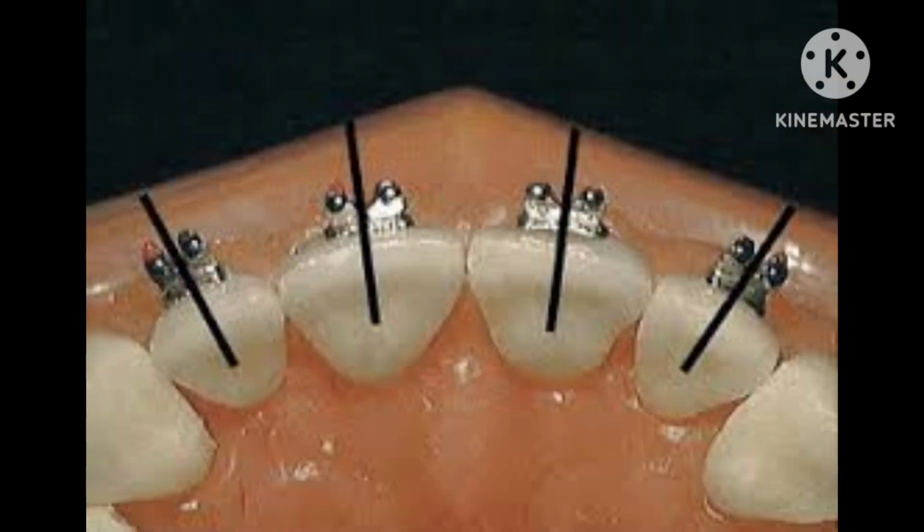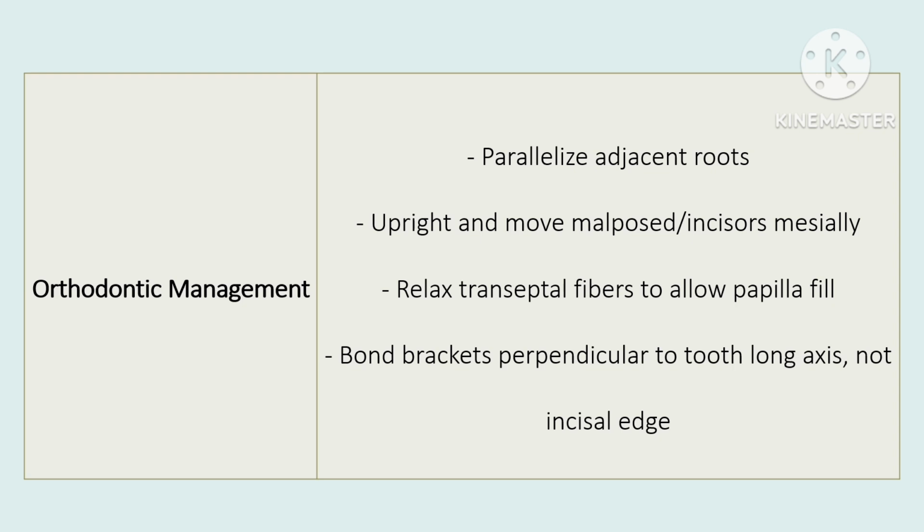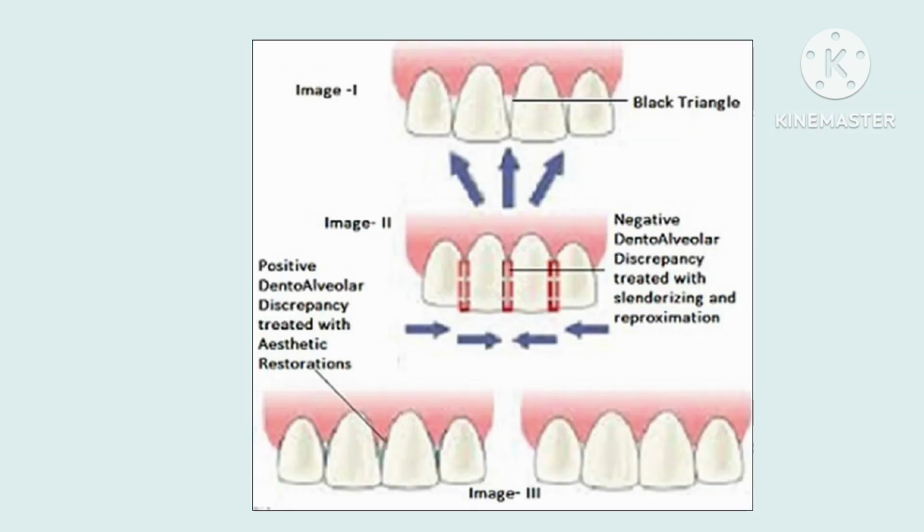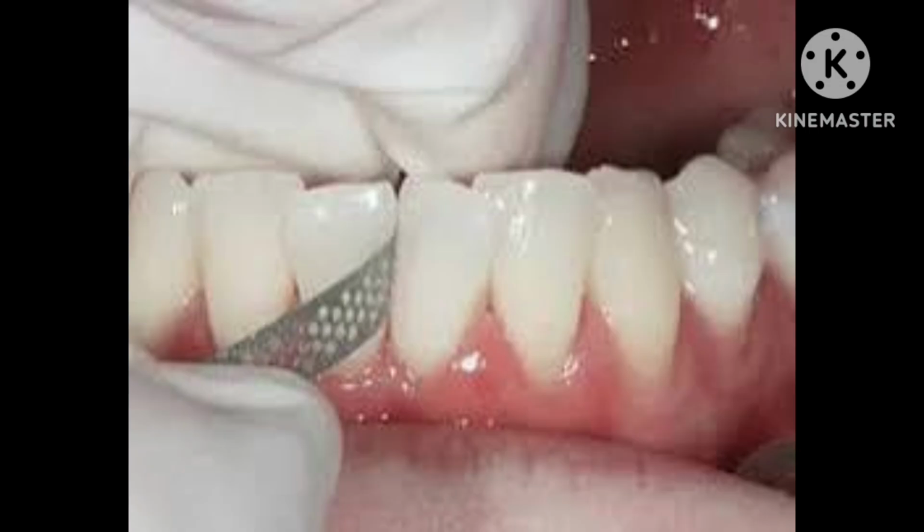Tooth direction also matters. Lingual movement thickens the gingiva and moves the embrasure upwards, while labial movement thins the gingiva and shifts the embrasure downwards, creating black triangles. Bone support also influences papilla fill. Closing a diastema compresses soft tissue, improving the papilla. An important adjunct is interproximal enamel reduction, removing 0.5 to 0.75 mm of enamel, especially in triangular teeth, which broadens the contact area and moves it slightly gingivally, reducing the black space.